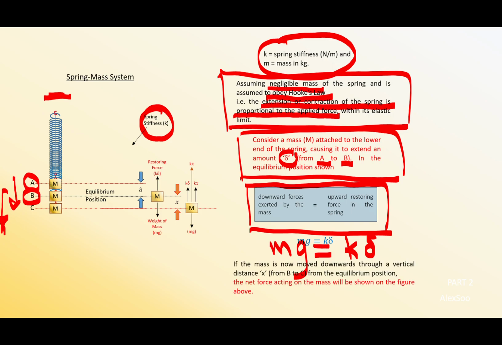If the mass is now moved downwards through a vertical distance x, from position B to C, from its equilibrium position, then the net force is denoted in the diagram as kx. That is the net force. According to Newton's second law, the net force should be mg minus the total of k delta and kx.